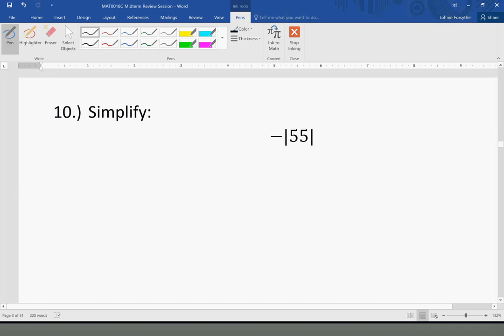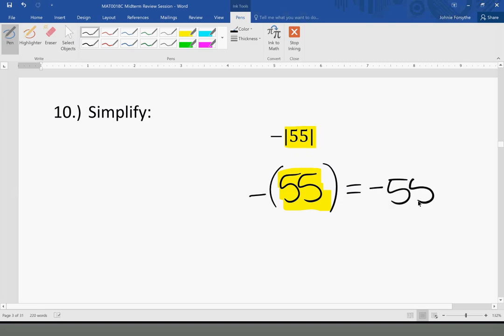Number 10. So simplify negative times the absolute value of 55. So the absolute value of a number is basically the distance that number is from 0 on a number line. So since distance is always positive, the absolute value of something will always be positive. So the only thing in the absolute value is what I highlighted in yellow. Okay? So the absolute value of 55 is 55. So I don't need to have that absolute value sign around it because I took the absolute value of 55. But I still have this negative out here. So it's like negative times 55.